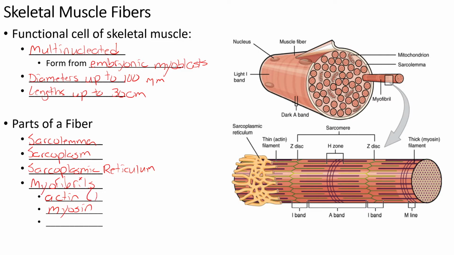And actin is the thin filament. Myosin is called the thick filament. And they are arranged in what's called a sarcomere. Okay, so that's how they're arranged, in the form of a sarcomere.